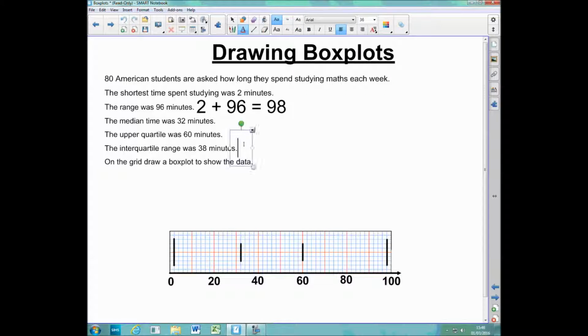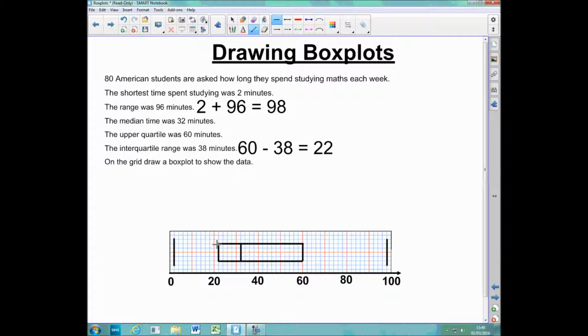So again, we've got a little calculation to do. 60 take away 38. Okay, and that equals 22. So finally, I've calculated my lower quartile. I'm going to put that on. There we go. Just make sure it's the same height as your median and your other upper quartile. And now we've got our 5 lines. We're just going to connect them up, the 3 in the middle with a box, and the ones at the end with the whiskers.